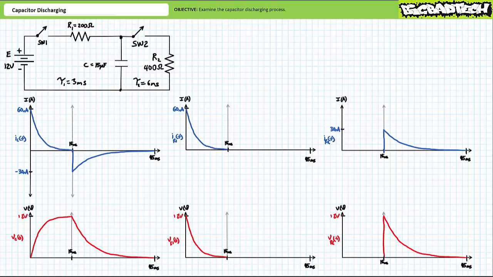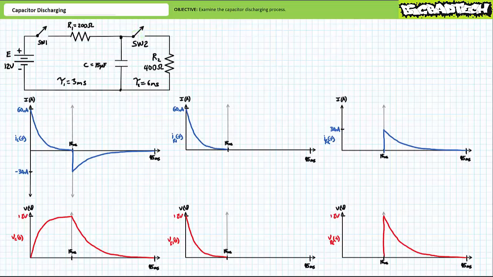Let's now consider the electrical properties for resistor 1. During the charge process, current through R1 surges to 60 milliamperes and decays to 0 in 15 milliseconds. Voltage across R1 starts at 12 volts and drops to 0 volts over the same 15 millisecond period. During the discharge process, not a lot happens for R1 given switch 1 is open.